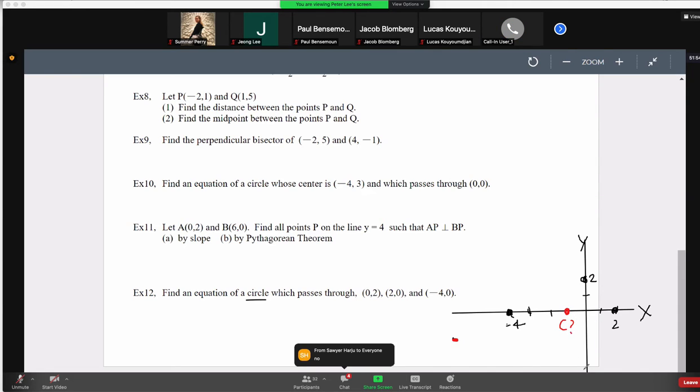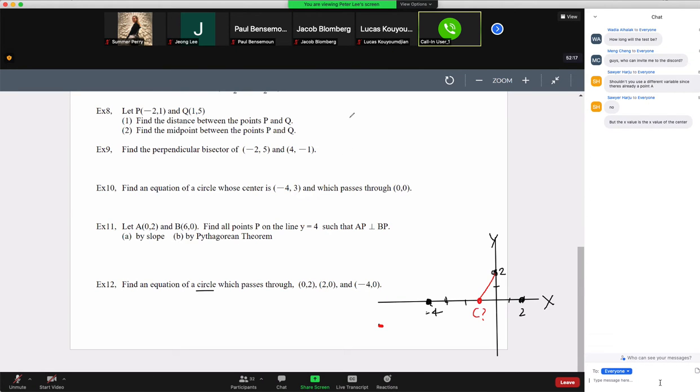No. As you can see, this is not the center, because this point is 3 away from negative 4, 0. It is also 3 away from 2, 0. But if you try to find the distance of this point, it is not 3. In fact, this one is the square root of 5. 1 and 2, so it's the square root of 5. So that is not the center of the circle. So let me just go back and undo this.